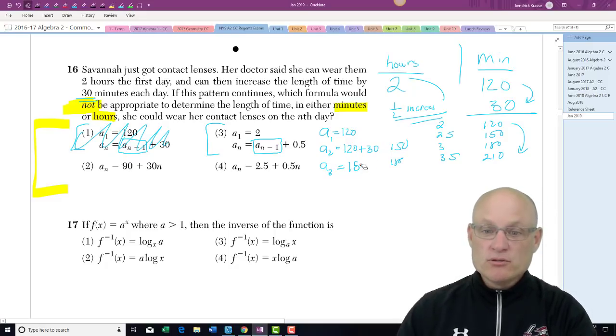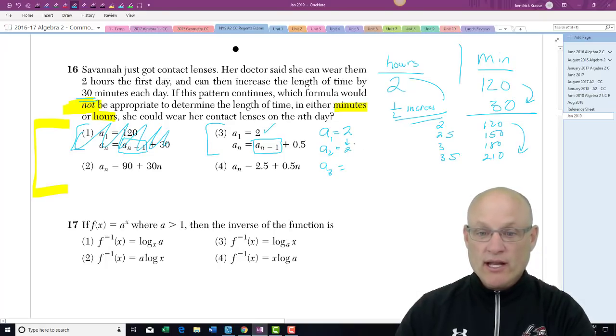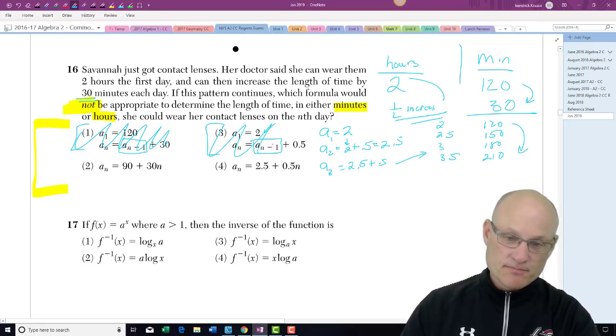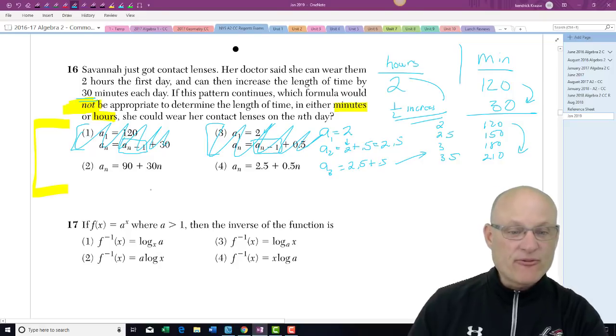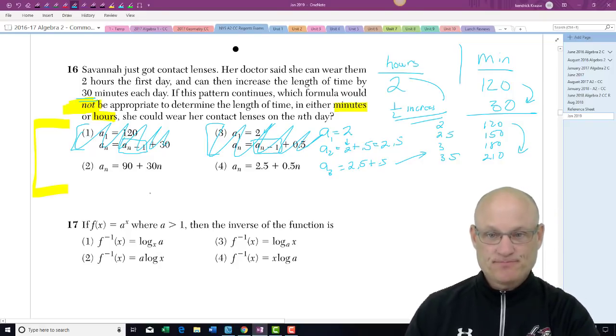Now we're going to do hourly. So hourly is this one. We're going to start with 2, and we're going to take the previous term, which is 2, and add 0.5. Well, that's 2.5. Then we're going to take the previous term, which is 2.5, and add 0.5. That's 3. And you see this one works. So now we've got to figure out what the heck's going on here.